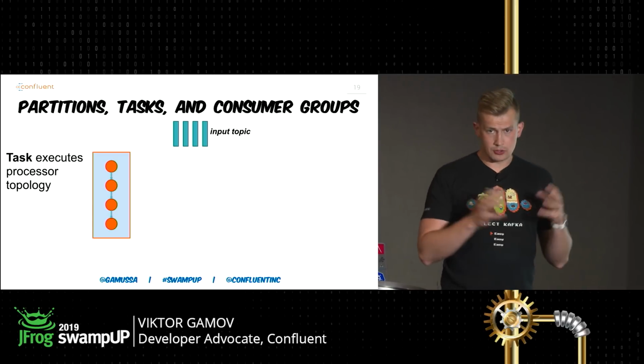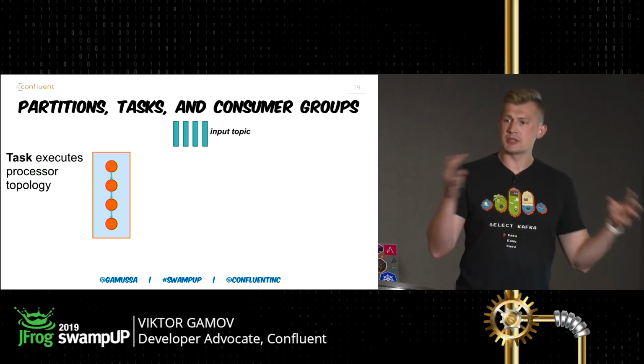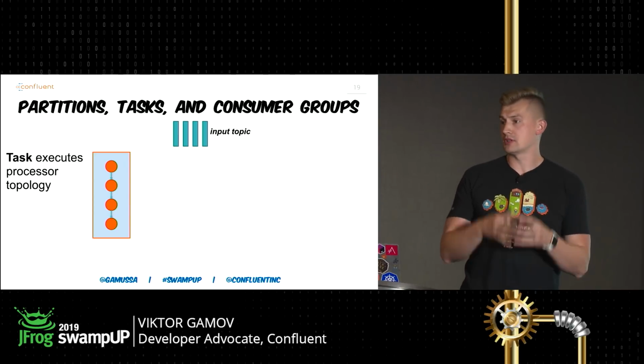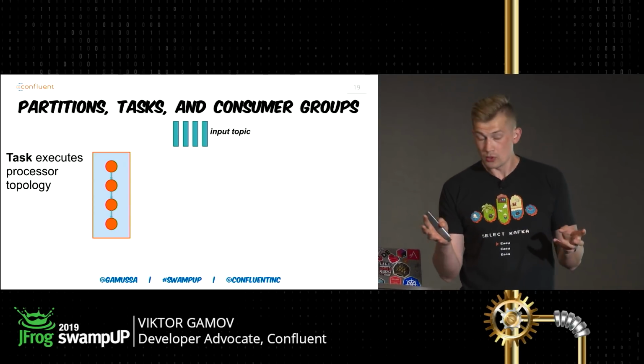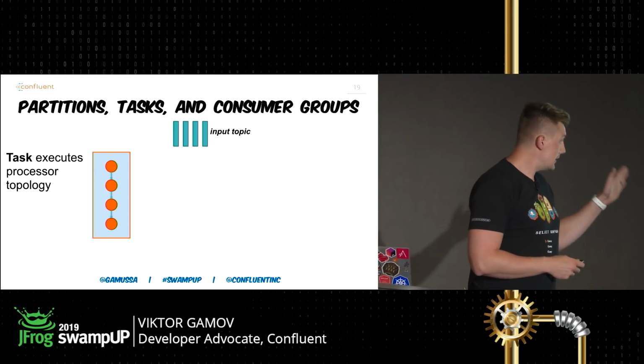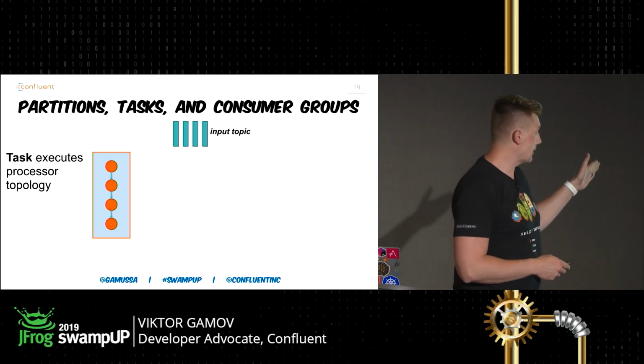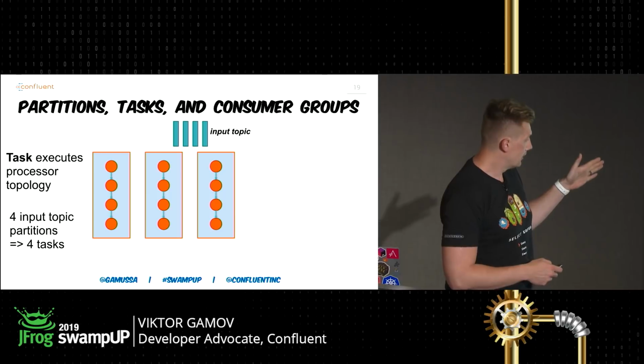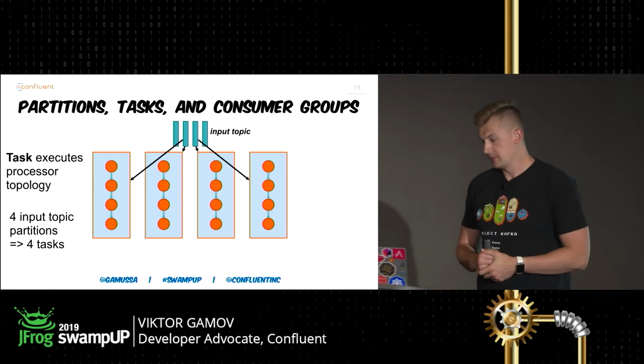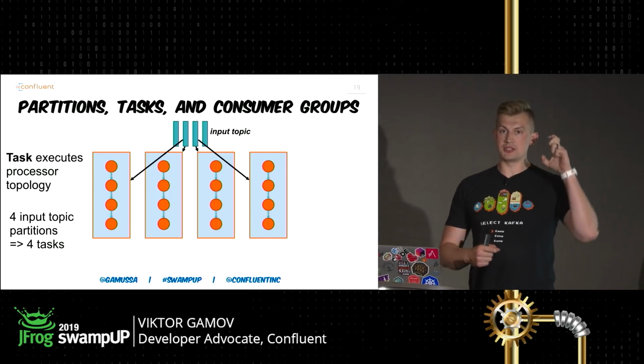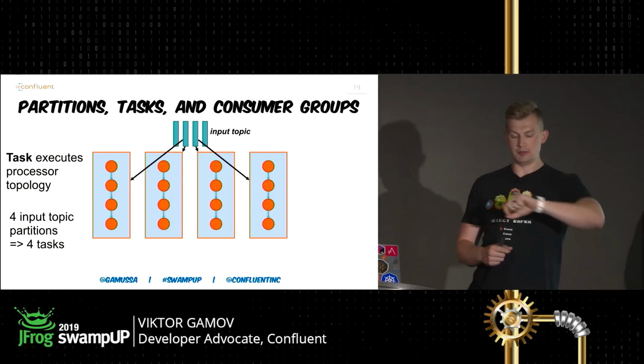We have an input topic. The topic consists of partitions. These partitions can be distributed across multiple brokers, across multiple nodes. And for each individual input partition, Kafka Streams will create this thing called a task. Each task will represent a small piece of the topology that will be executed.